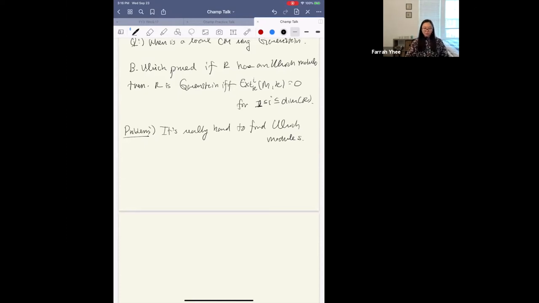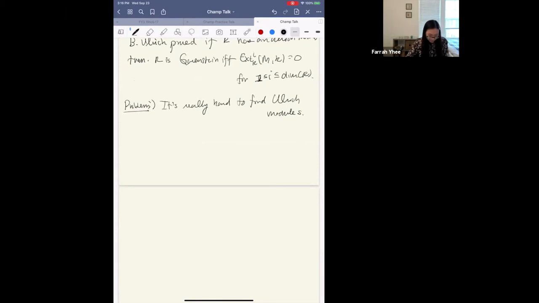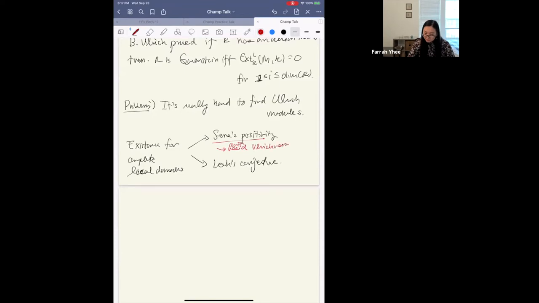Nevertheless, one might be like, okay, so it's been really hard to find Ulrich modules. Why might we care about them? And I just want to say that the existence of Ulrich modules for complete local domains has really powerful implications. It would imply Serre's positivity for intersection multiplicities and Lech's conjecture. And both of these are long-standing open conjectures people have worked on for many, many years. I'm not going to get into Serre's positivity because you don't really need Ulrichness here. Just finding maximal Cohen-Macaulay modules is enough. But Lech's conjecture here, you do use Ulrichness.